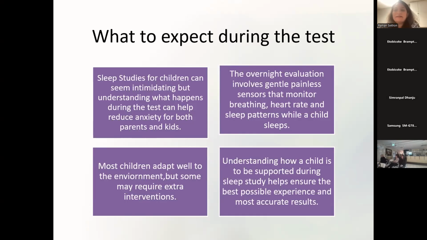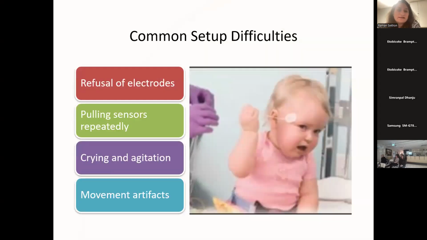heart rate while they sleep, in simple words. No technical terms should be used, for example EEG or EOG. The child would not be able to understand that. Instead, we should use simple language and show them videos of the procedures so they are familiar with it. Most children will adapt well to the environment, but some will require some extra interventions. Understanding how a child is to be supported during the sleep study helps ensure the best possible experience and more accurate results. Next slide.